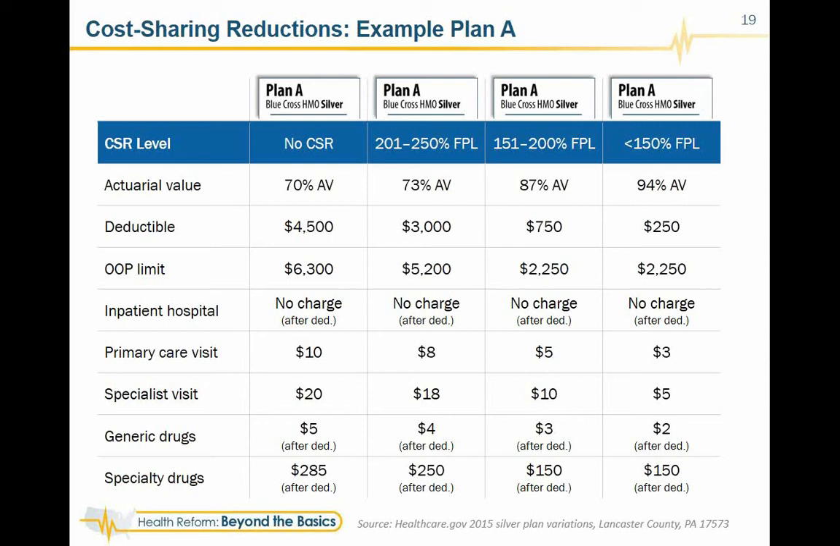If a person is enrolling in this plan and they have income that qualifies them for cost sharing reductions, then they're actually going to see the plan in the next column with the 73% AV, or they're going to see the plans with 87 or 94% AV, depending upon their income. That could mean a deductible of $750 in the case of a person who's between 151 and 200% of federal poverty level, and lower copayments for the services that they use, and then an even lower deductible and other cost sharing for folks that are under 150% of the poverty level.